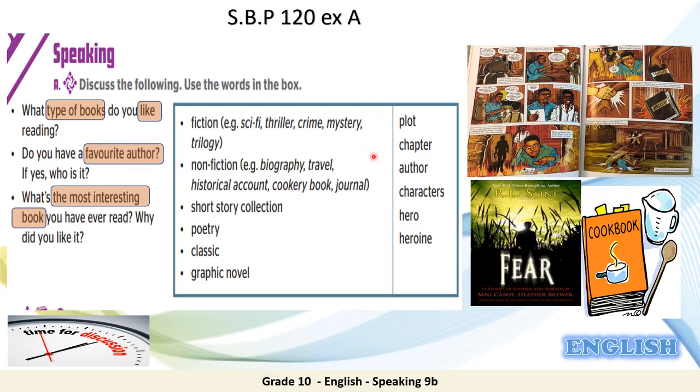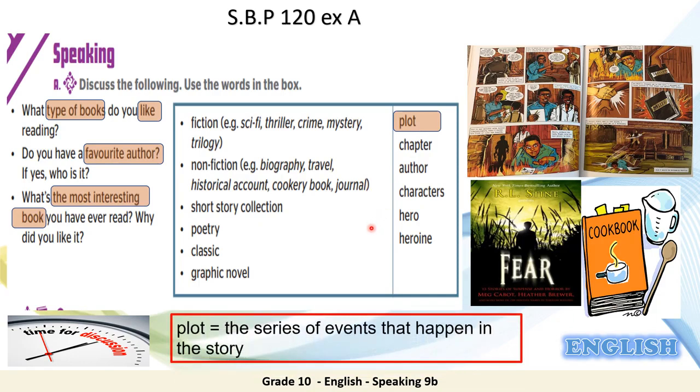Also, we have here some other words, such as plot. So what is a plot? A plot means the series of events that happen in the story. We have a chapter when the story is divided into two chapters, for example. Author, the characters of the story. We have the hero, which is the main character of the story, and this is for men. And we have a heroine, and this is for the main character if she's a woman.